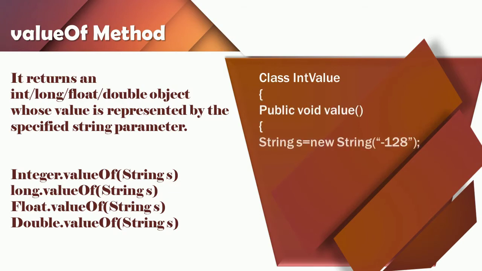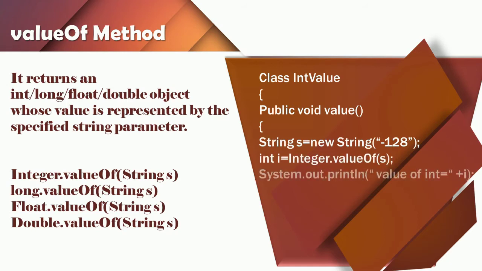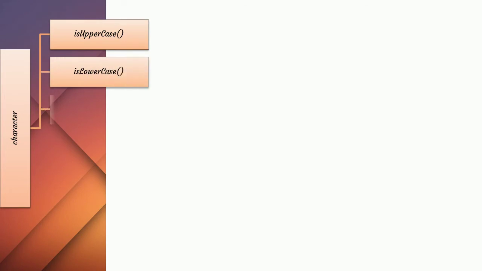So here is a simple program. Here you are using a string s is equal to new String. In between the quotes you are passing a value and that value is passed inside the valueOf method, and totally the Integer.valueOf method is called and initialized in i, and finally you are printing the value of i. So next we'll see some character methods.